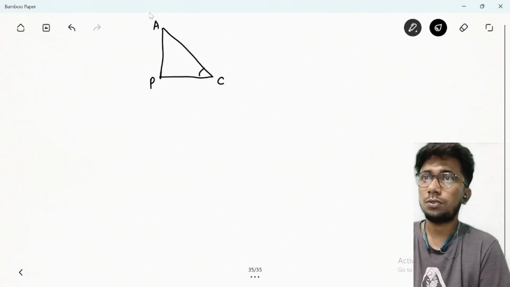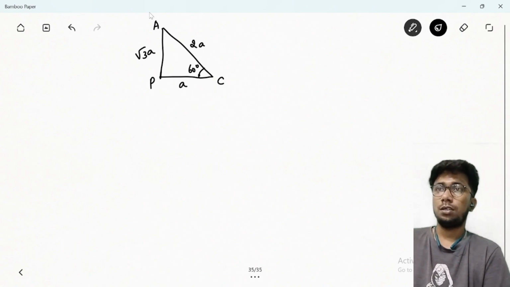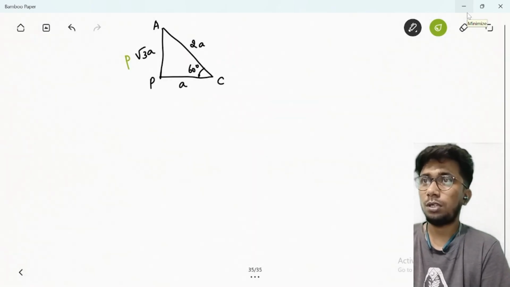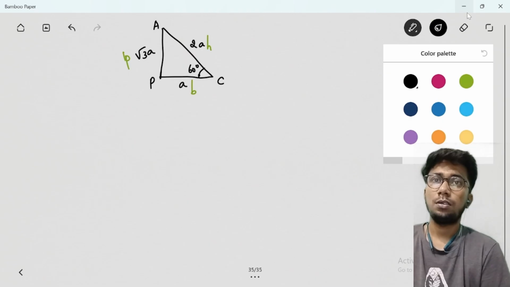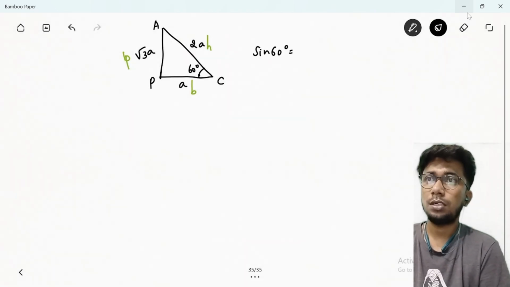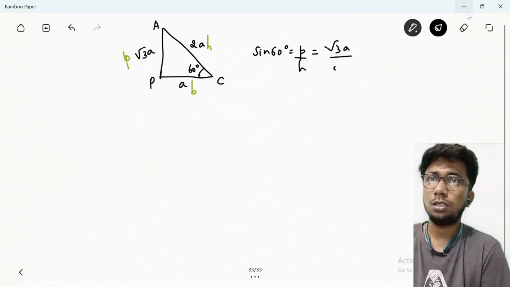APC. This was our 60 degrees. This was our 2A. This was our A, and this we calculated to be root 3A. Corresponding to this 60 degrees, this will be our perpendicular. This will be the hypotenuse. This will be the base. What about sin 60? Sin 60 is P upon H, that is root 3A upon 2A. This will give you root 3 by 2.